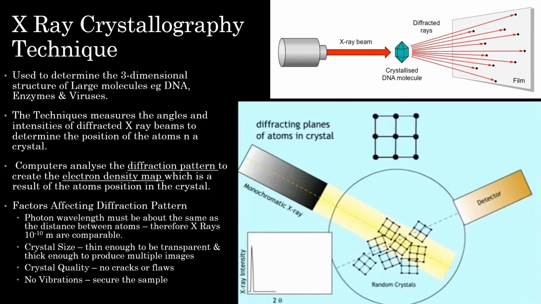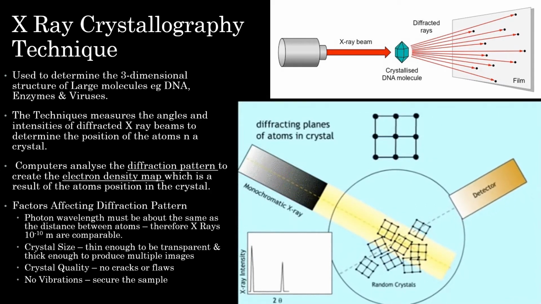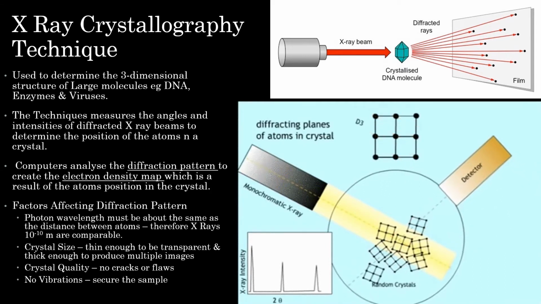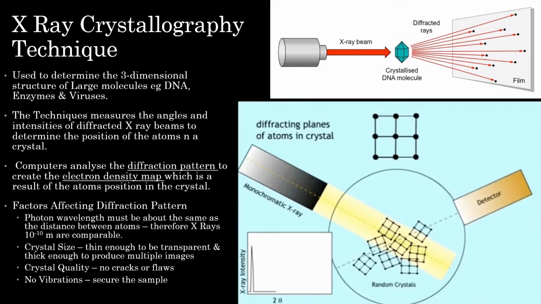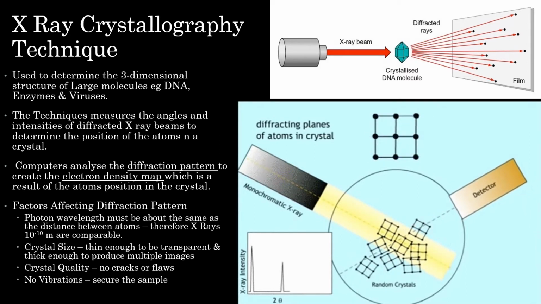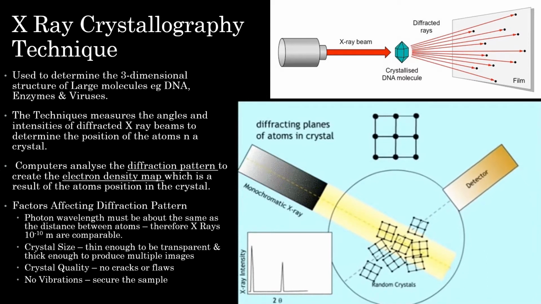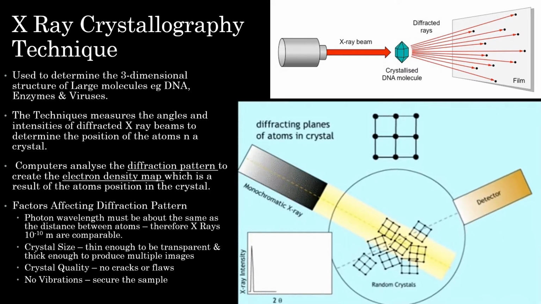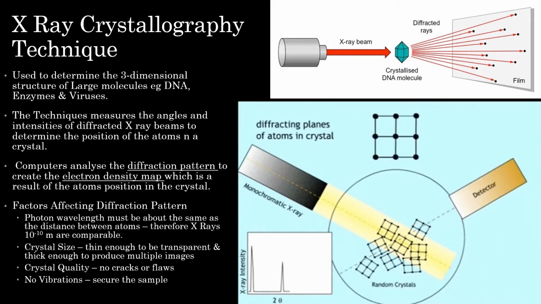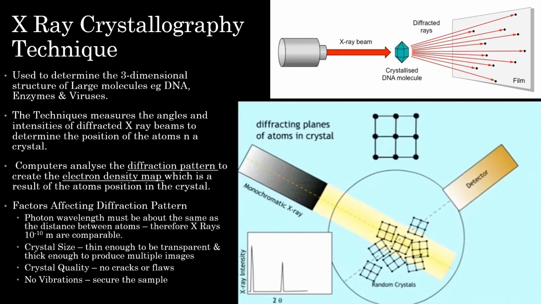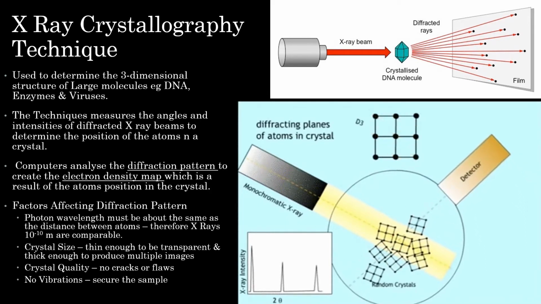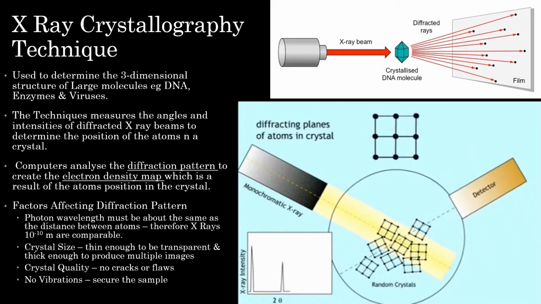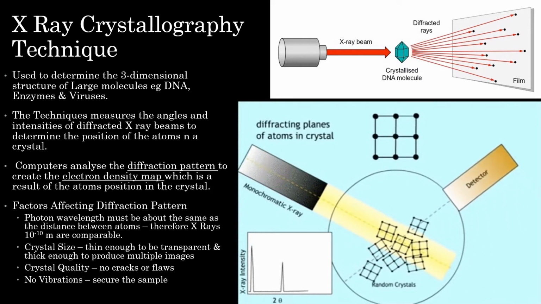But let's look at X-ray crystallography and what's happening here. The technique is used to determine the three-dimensional structure of large molecules, for example, DNA, enzymes, and viruses. The technique measures the angles and the intensity of diffracted X-ray beams, and that's used to determine the position of the atoms in a crystal. Computers then analyze the diffraction pattern to create an electron density map, which is a result of the atoms' position in the crystal.